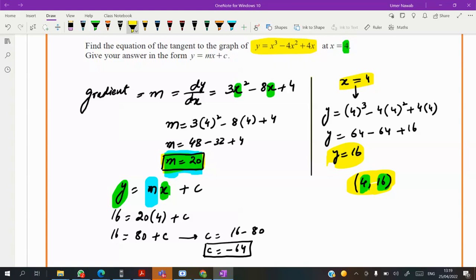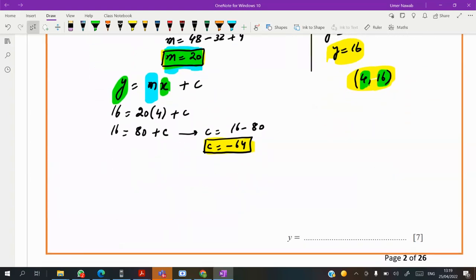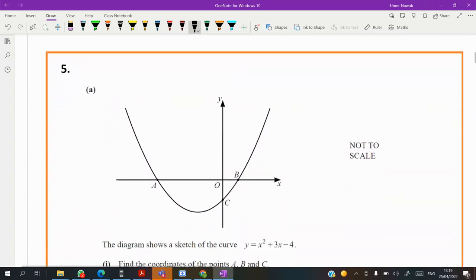Now we are ready to write the equation of a tangent. How many marks? 7 marks. So y equals mx plus c. So m is 20, x, and what is c? Minus 64. Here you go. We found the equation of a tangent.